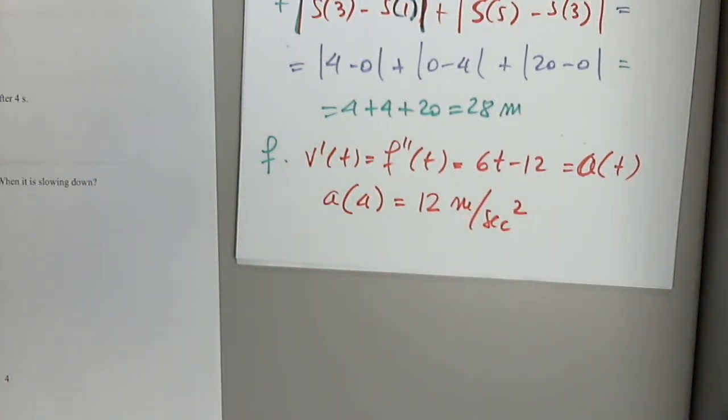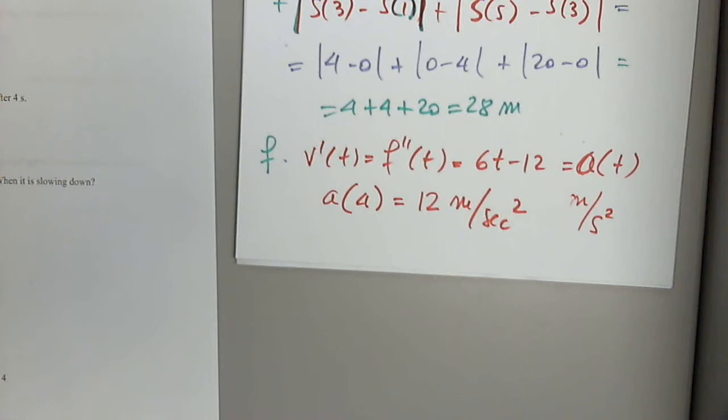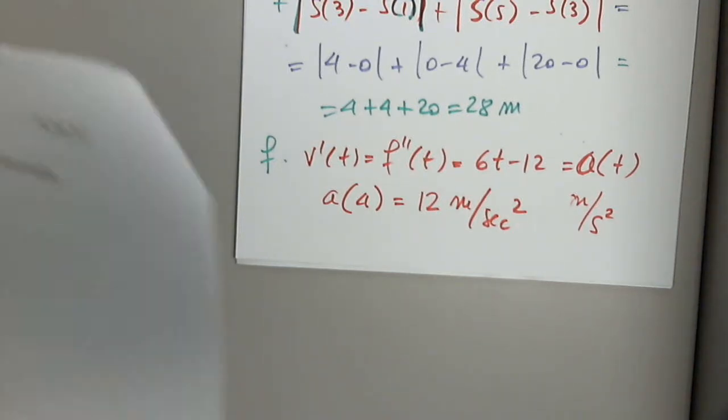It's my habit to write SEC, but you don't have to. Meters per second squared is fine. It's just a habit. My apologies. When is the particle speeding up and when is it slowing down?